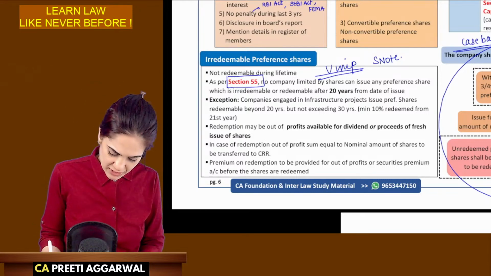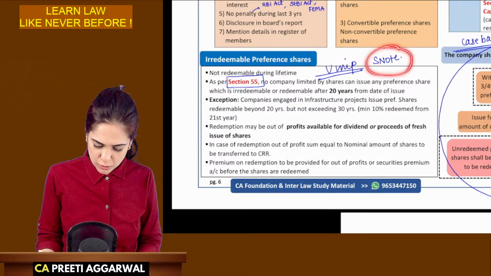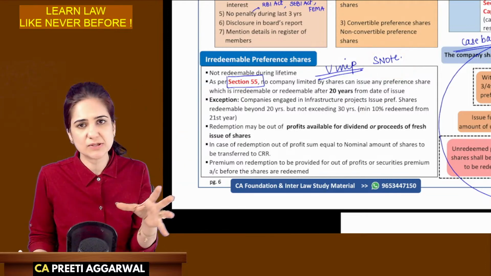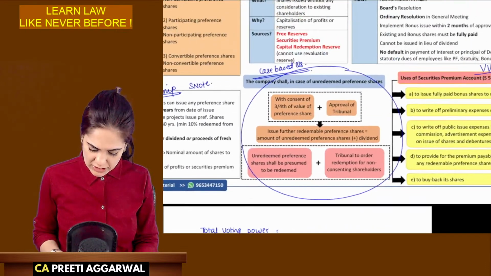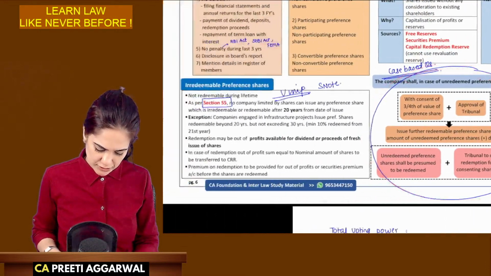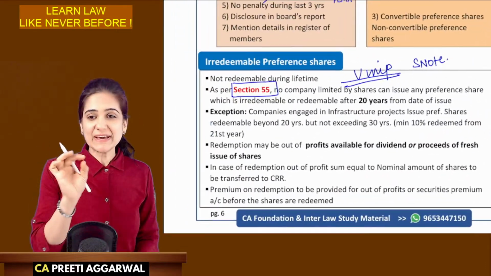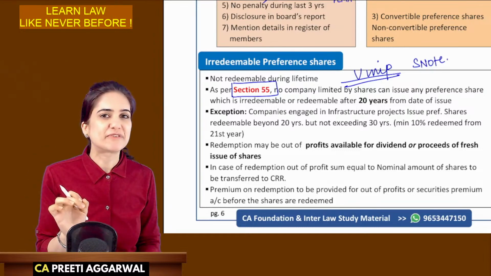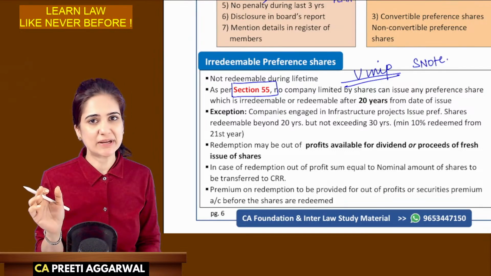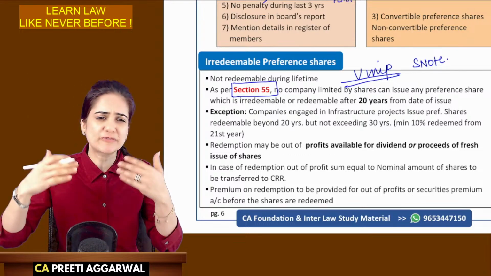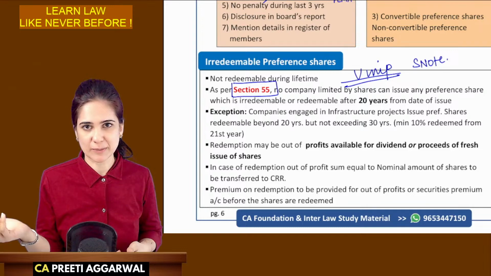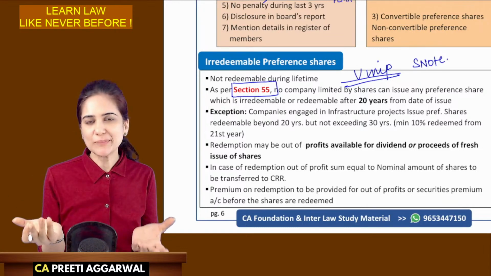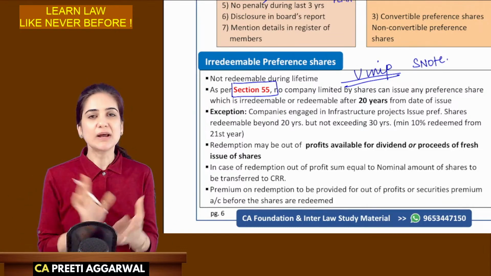Okay, so this is very important, can be asked as a short note. It can also be framed as a case based question, but you need to learn the theory. Now we cannot issue preference shares which are irredeemable. Irredeemable means they will not be redeemed for a very long period of time. Maybe they will be redeemed at the time of winding up of the company. So these shares which are not redeemed are known as irredeemable preference shares.